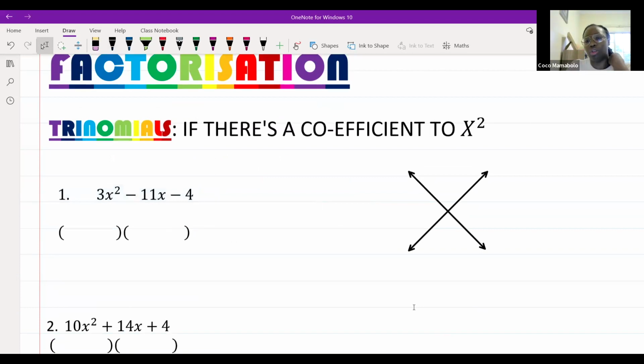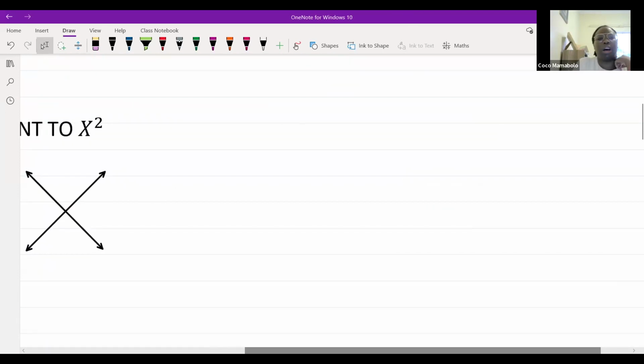Good. It's a trinomial. That's why ma'am has already opened 2 brackets. But we're going to notice that this doesn't look like the other trinomials. These are the trinomials that are quite easy. Let me give you an example. You guys can probably factorize this one quite easily for me.